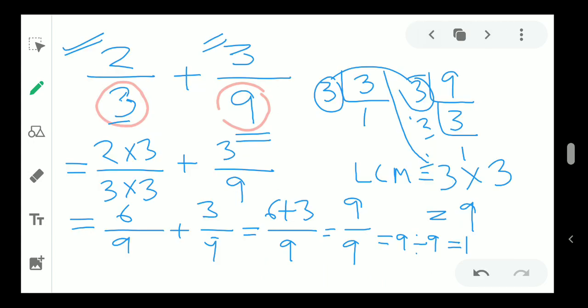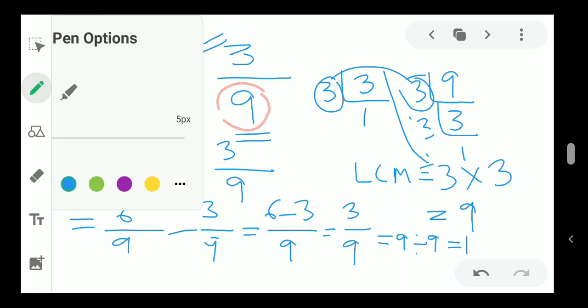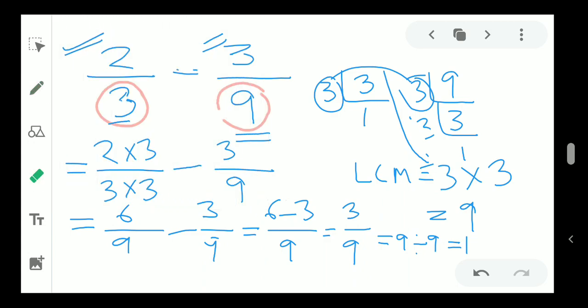Now coming to subtraction, all the ideas are the same, but in the case of subtraction, instead of plus there will be minus, and everything changes like subtraction. So the result will be 3 by 9, and the answer will be like this, not like that.